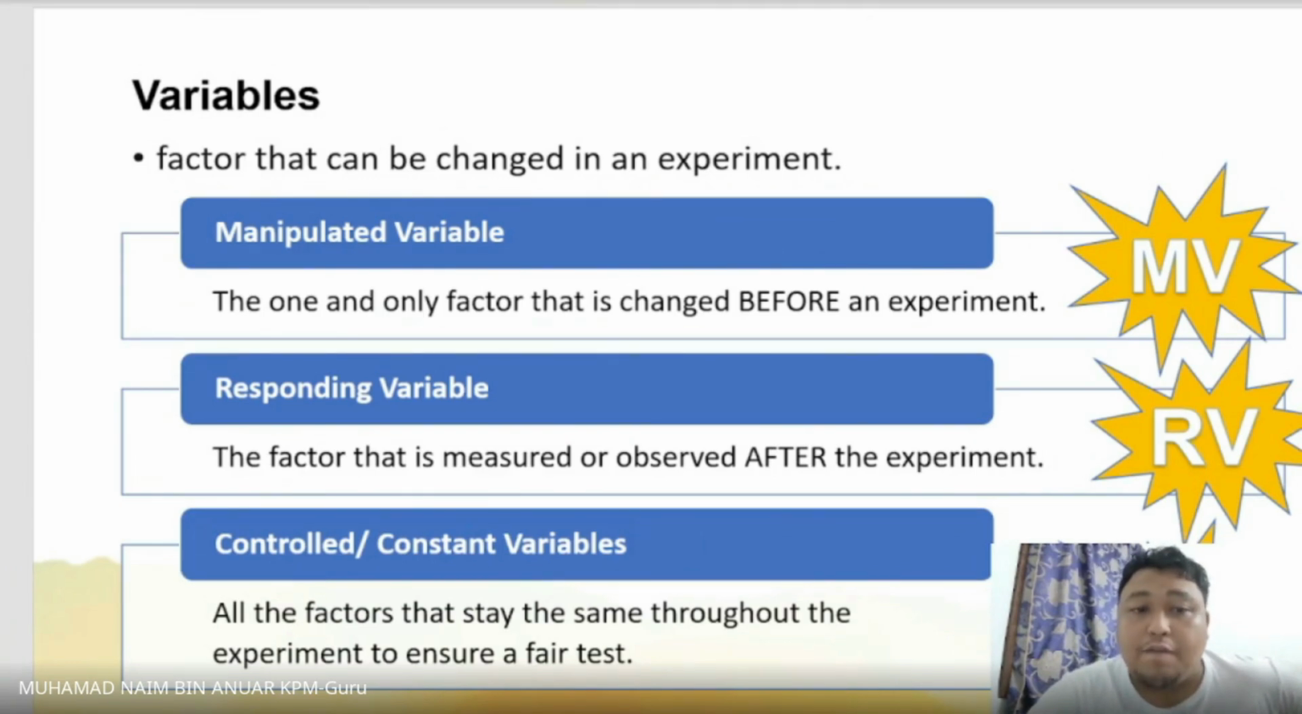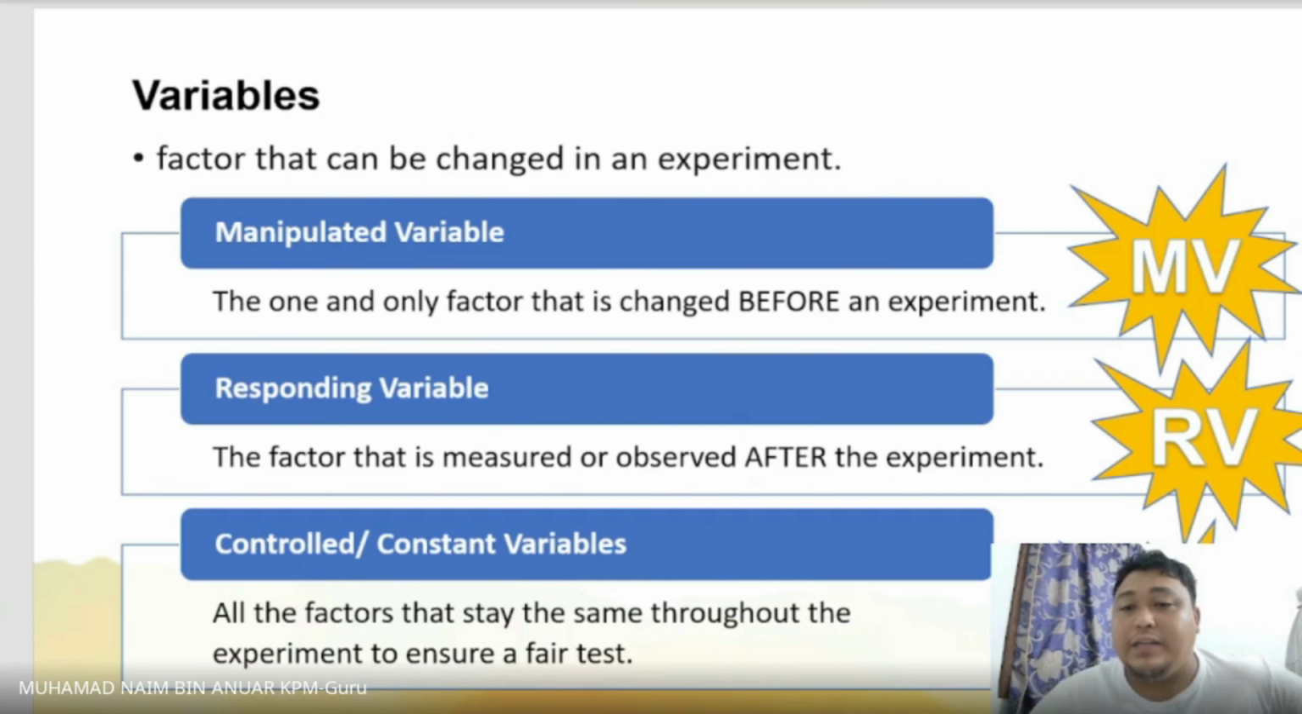First, we have MV, manipulated variable, the one and only factor that is changed before an experiment. It sounded like quite hard to understand. It's okay. We're going to see an example later. RV, responding variable, is the factor that is measured and observed after the experiment, and CV, constant variable, is what remains the same. We did this before. We do it again to remind you.